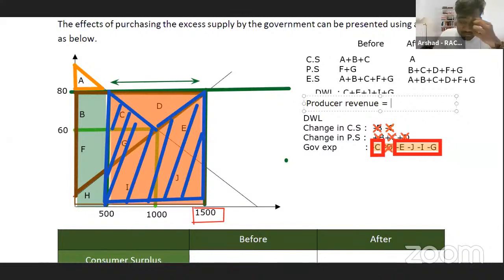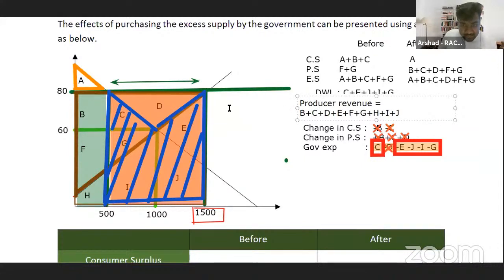The entire part except for A, right? He is getting that entire thing. So B, C, yes, 1500 into 80 if you're going to put numbers, right? So B, C, D, E, F, G, H, I, and J, right?